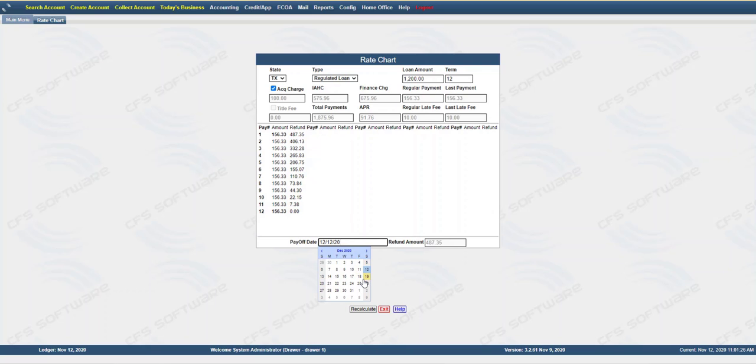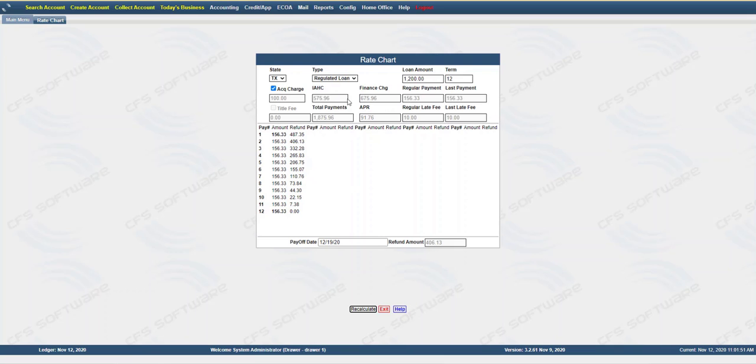Well, if you want to see any other period of time on what the refund amount will be, say for instance we wanted to go a week later on the 19th and see what the refund amount would be. Refund would be a little bit less to the customer if they paid off, because you would have accrued more interest on the days that you still had the loan out. So every day you have the loan out, interest is accrued to the account from after day one all the way through the final payment.